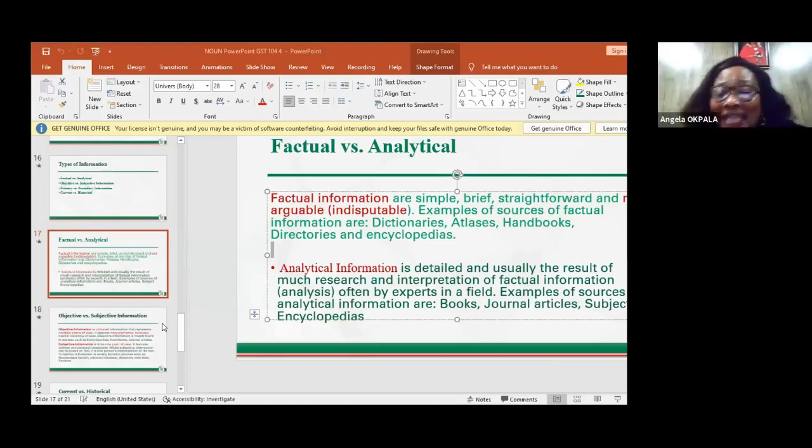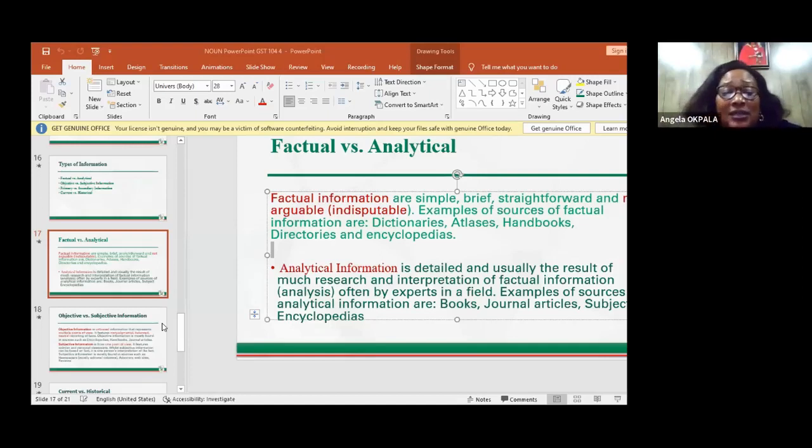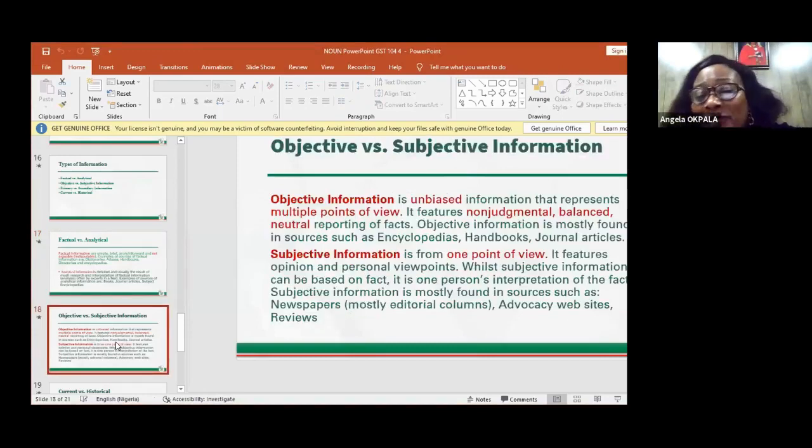Yeah, so that is analytical type. You have seen it. I said most times they are research work. You will see they have been subjected to analysis by intellectuals. And then you have the objective type of information. Of course, if I say that work is objective, it means it is unbiased. It has been subject to analysis and discovered to be true, factual.